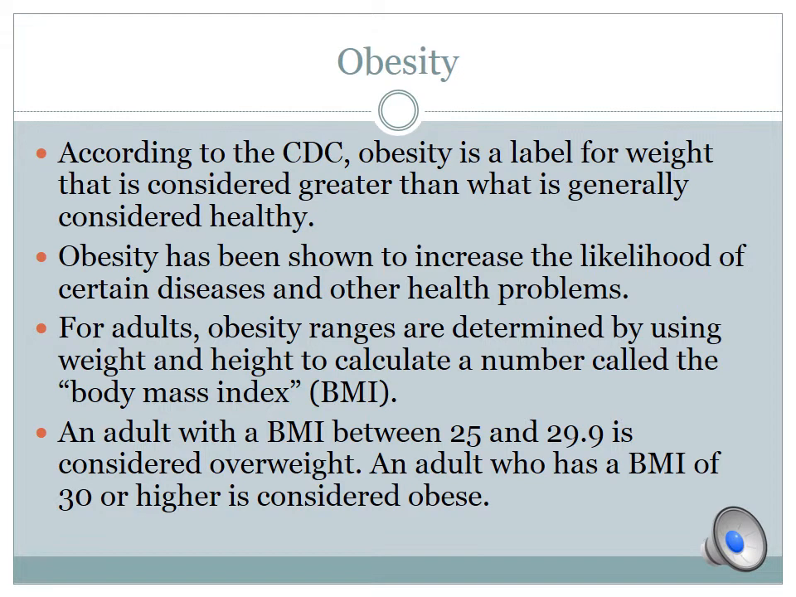Obesity, according to the CDC, is a label for weight that is considered greater than what is generally considered healthy. Obesity has been shown to increase the likelihood of certain diseases and other health problems. For adults, obesity ranges are determined by using weight and height to calculate a number called the body mass index, or BMI. An adult with a BMI between 25 and 29.9 is considered overweight. An adult who has a BMI of 30 or higher is considered obese.